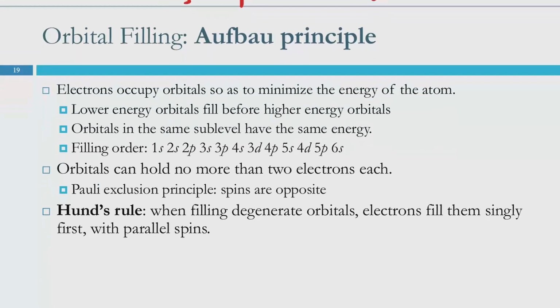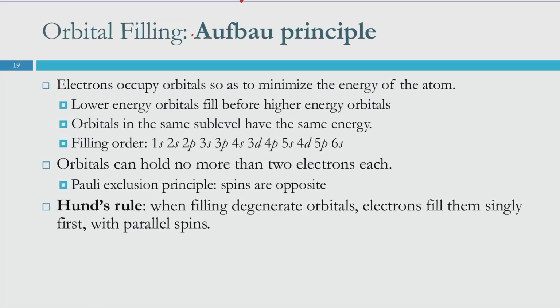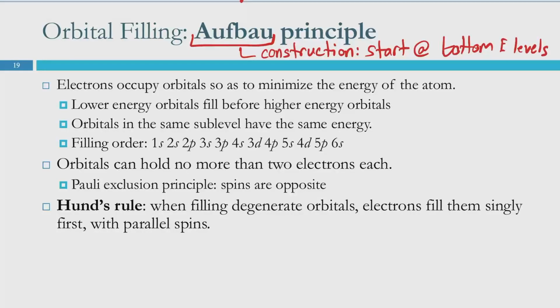Generally, for our orbital filling, we go with the Aufbau principle. Aufbau, if I'm remembering correctly, is basically just German for construction. So we start at the bottom energy levels. If you build a house, you need to put in the foundation before you can put in all of the other layers above it. So the electrons are going to occupy orbitals that minimize the energy of the electrons. Lower energy orbitals fill before higher energy orbitals.